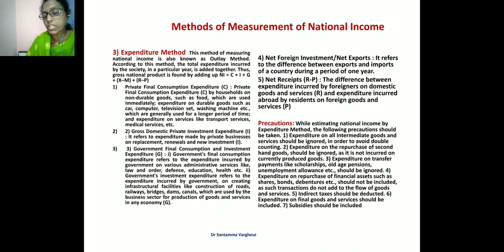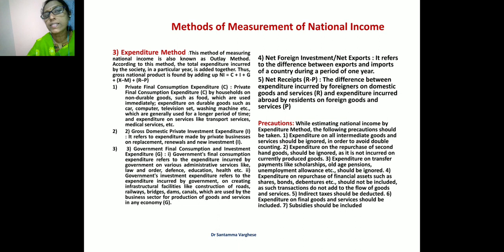Government's final consumption expenditure refers to the expenditure incurred by the government on various administrative services like law and order, defense, education, health, etc. Government investment expenditure refers to the expenditure incurred by the government in creating infrastructure. The government spends money to build roads and all these things.